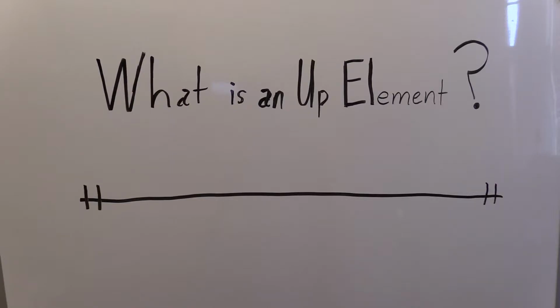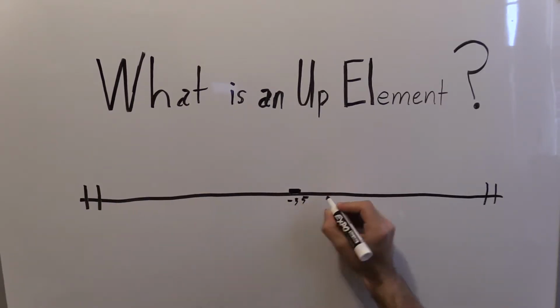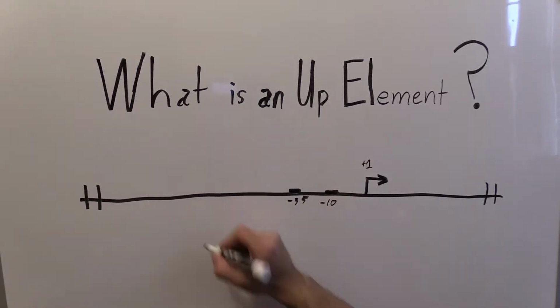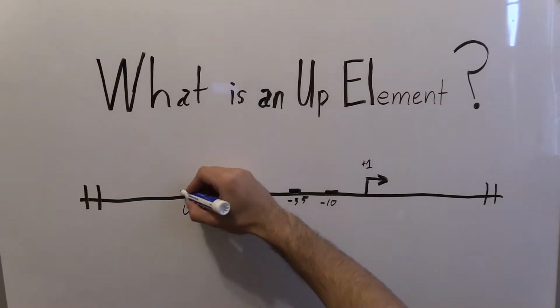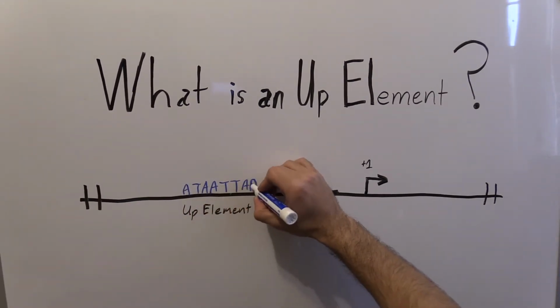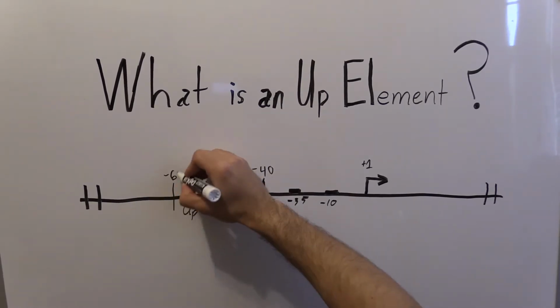So what is an up element? Well, we're still going to have the -10 and -35 sites upstream of the +1, but we're also going to have this AT-rich region between the -40 and the -60 sites. That is the up element.